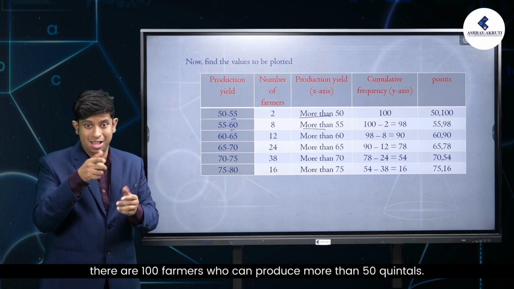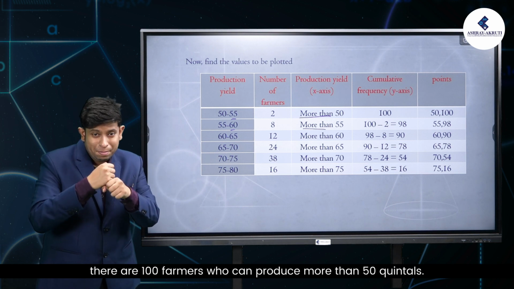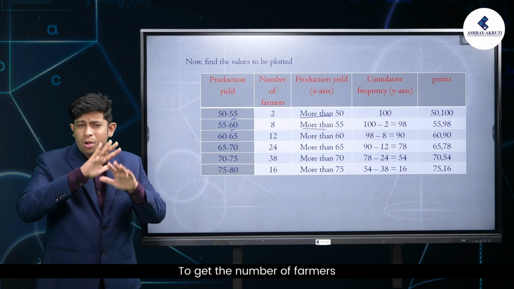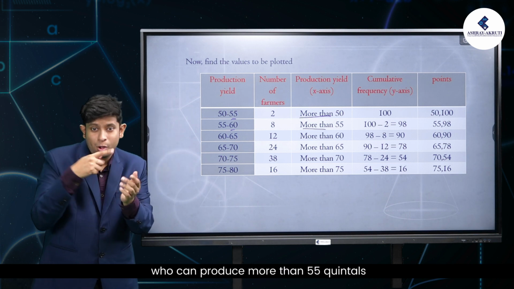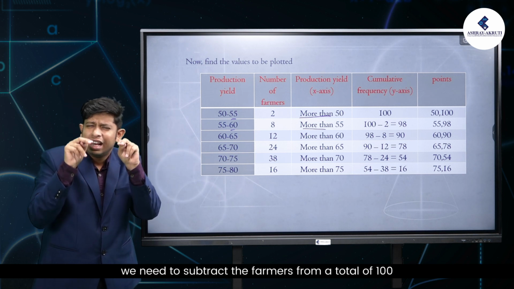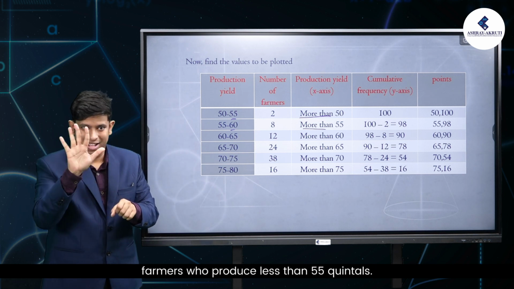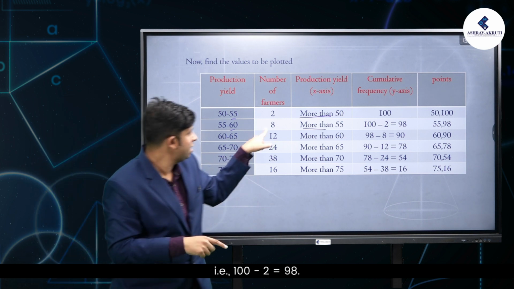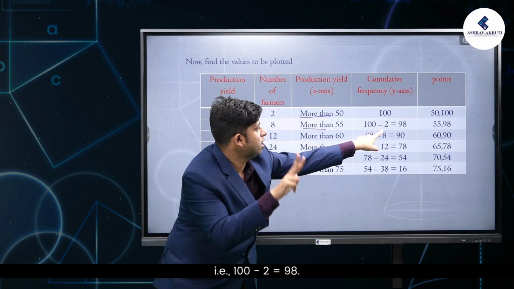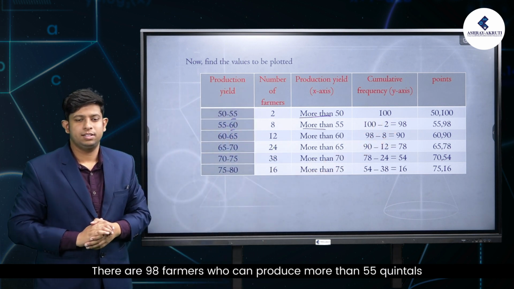In total, there are 100 farmers who can produce more than 50 quintals. To get the number of farmers who can produce more than 55 quintals, we need to subtract the farmers from a total of 100 farmers who can produce less than 55 quintals. That is 100 minus 2, that is equal to 98. There are 98 farmers who can produce more than 55 quintals.